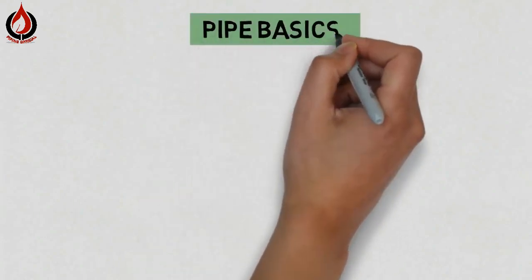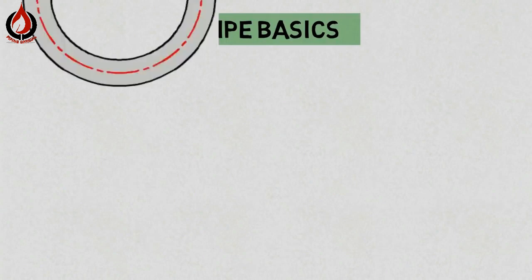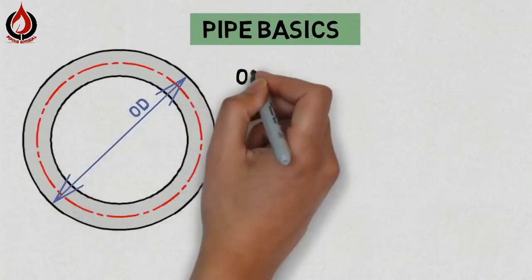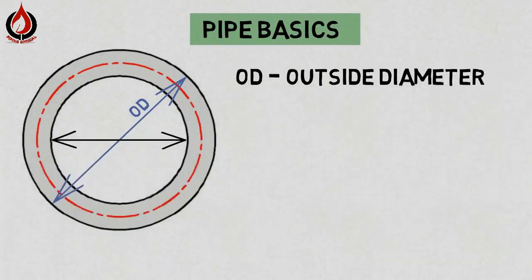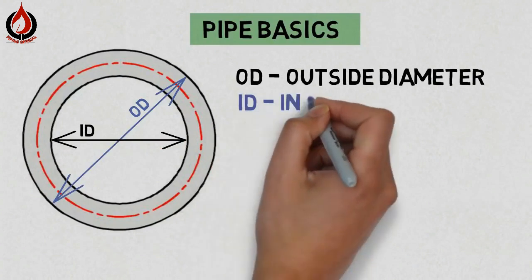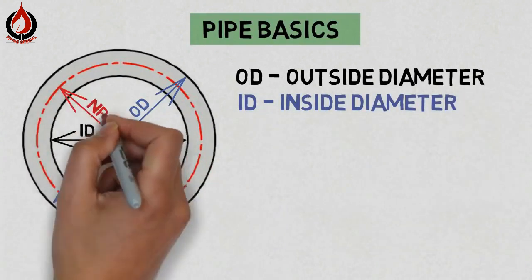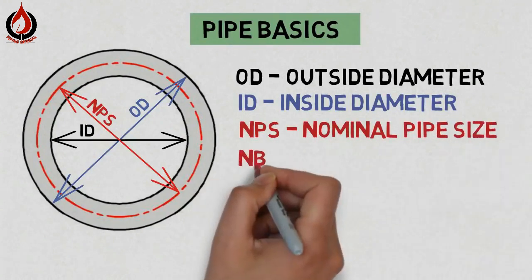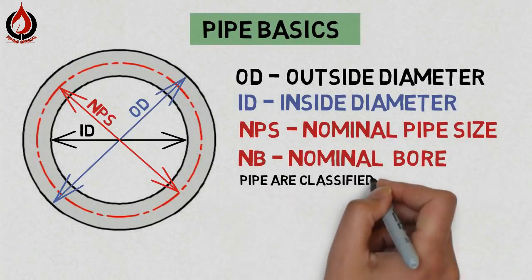Hello friend, in this video we will learn about pipe classification. Before we start, we need to understand some basics of pipe. Number 1 is OD. OD is outside diameter. Number 2 is ID. ID is inside diameter. Number 3 is NPS. NPS is nominal pipe size, or you can say NB, which is called nominal bore.